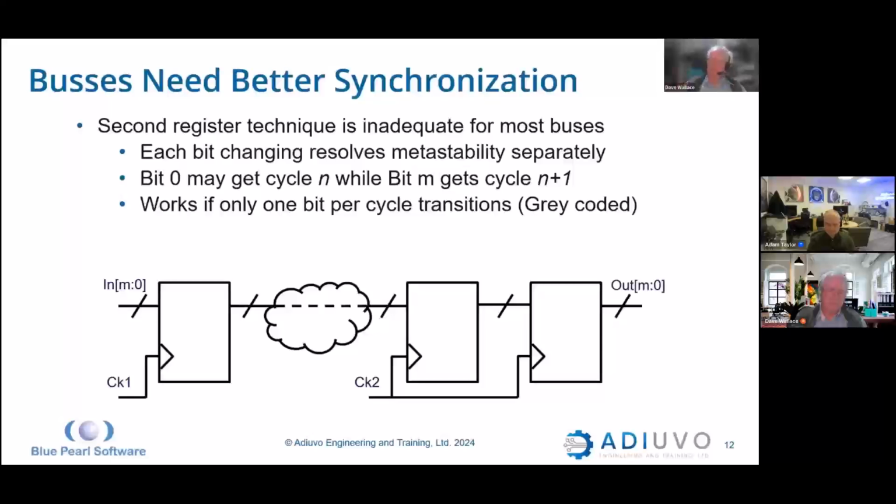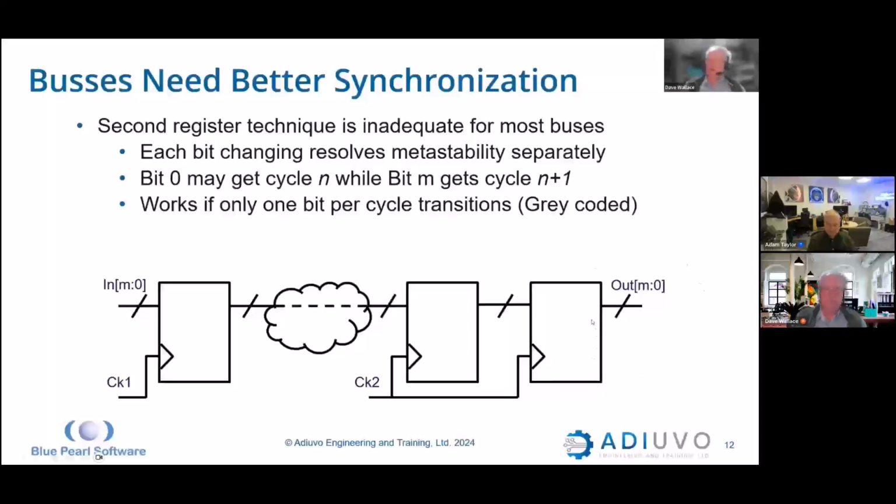But you do have a very significant risk that, say, bit 0 may get the value from cycle n, while bit m gets the value from cycle n plus 1. Now, that actually works if only 1 bit per cycle is transitioning at a time, if the input is gray-coded. And we'll talk about that a little bit later here. But in general, so for example, if this is going from an integer 2 to an integer 3, everything's fine because only one bit changes on that particular transition. You'll either get a 2 or a 3 coming out.